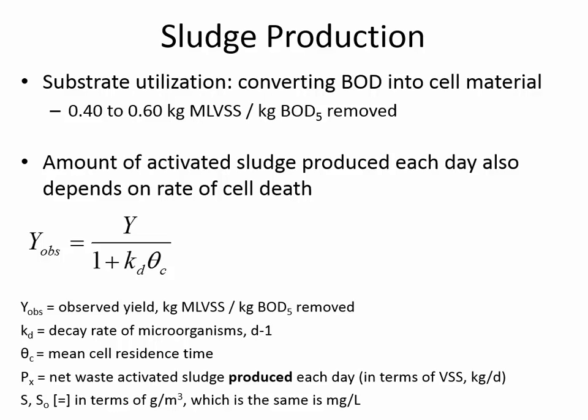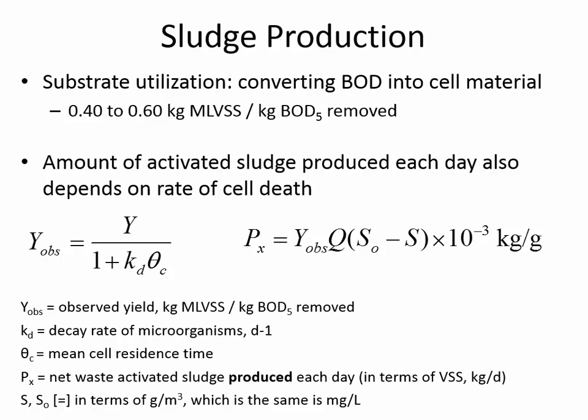The observed yield takes that death rate into account. Remember, the yield itself is just for every kilogram of food, how many kilograms of body weight do the cells put on. But then the death rate and the cell residence time take into account the difference between the observed yield and the simple yield. And then this is the formula that tells us the kilograms per day.